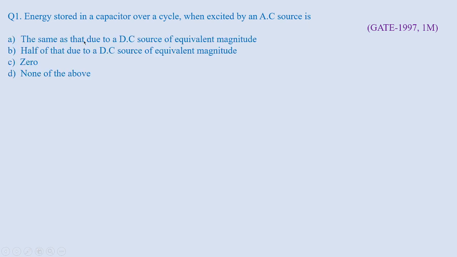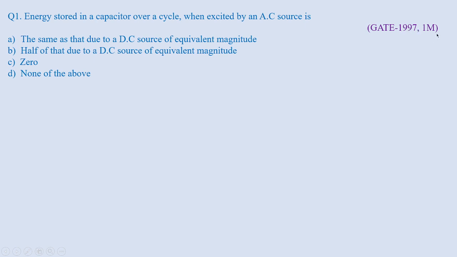Energy stored in a capacitor over a cycle when excited by an AC voltage source is, options given: A, the same as that due to a DC source of equivalent magnitude. Option B, half of that due to a DC source of equivalent magnitude. Option C, 0, and option D, none of the above. So this was a question framed in GATE 1997 for 1 mark.